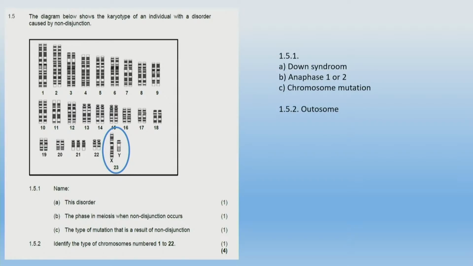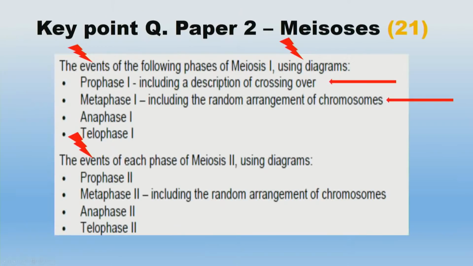All right. So in this case it's a male because it has an X and a Y chromosome. If we go to meiosis, meiosis is now fully part of question paper 2. It counts 21 marks in question paper 2. And what is the usual that we ask? The usual is they must identify the different phases, prophase, metaphase, anaphase, telophase, and they must indicate in which phase it is, 1 or 2.